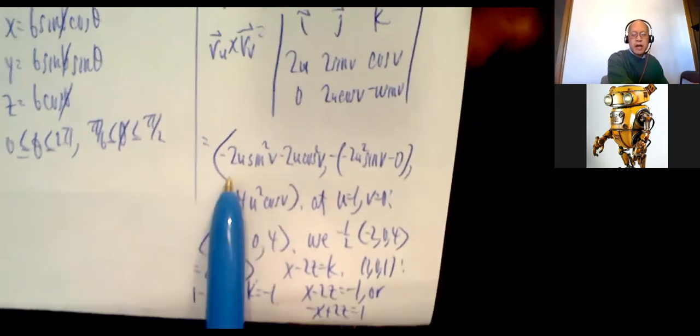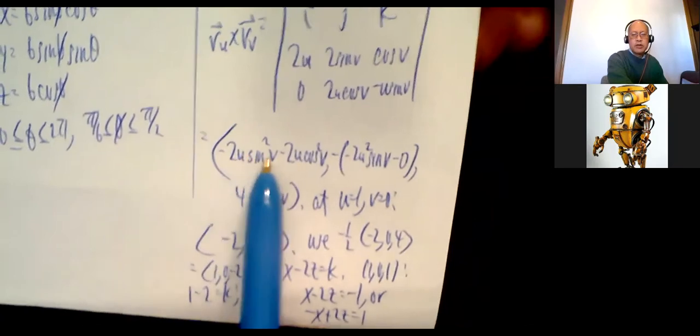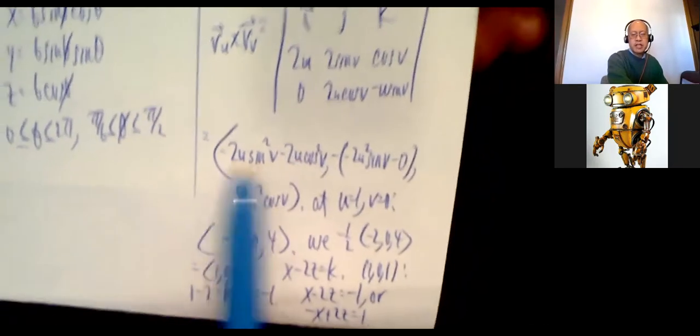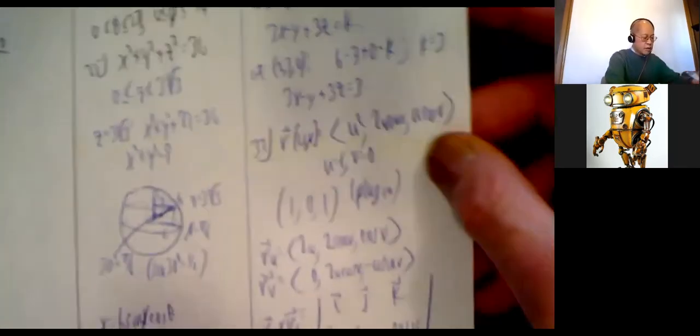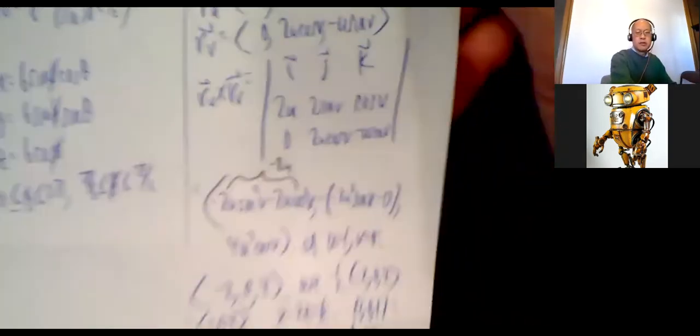Okay, and you may notice that this is the same as negative 2u. If you factor out the negative 2u, you have sine squared plus cosine squared, so that's 1. So it's basically just negative 2u. Maybe I should write that over here. This is negative 2u.